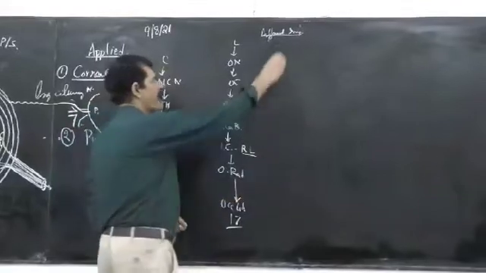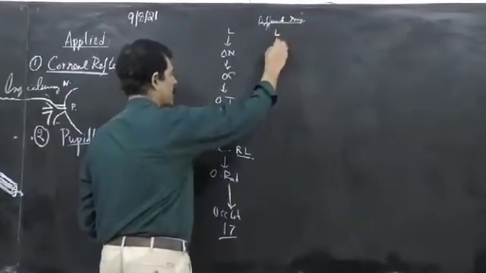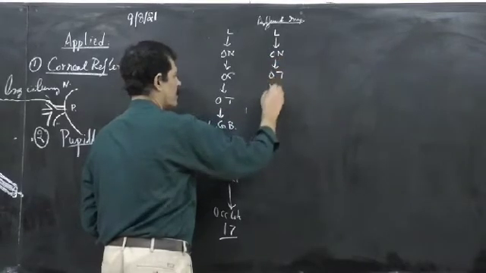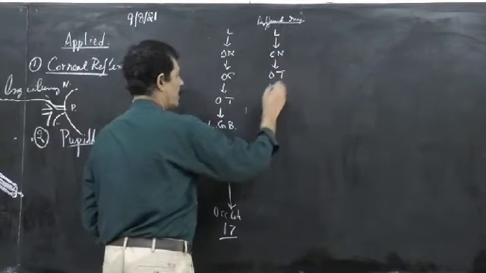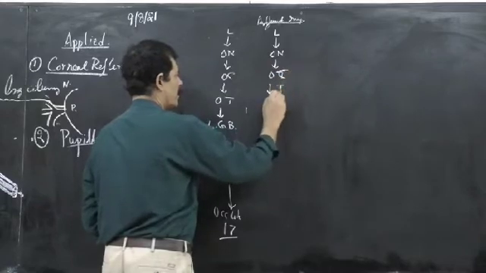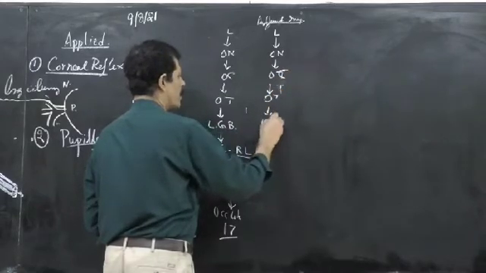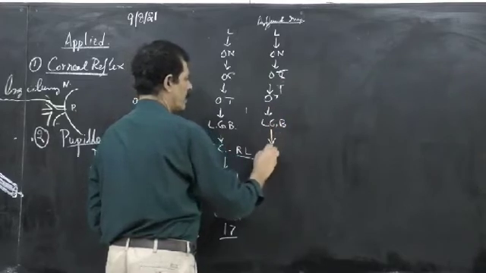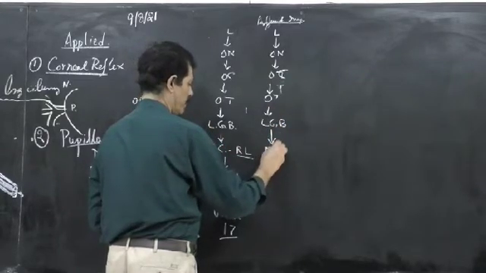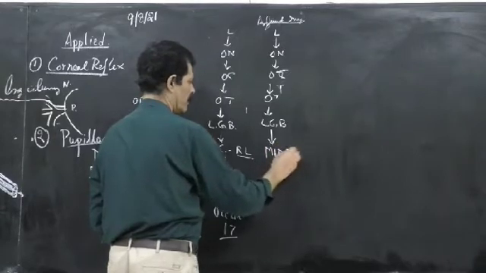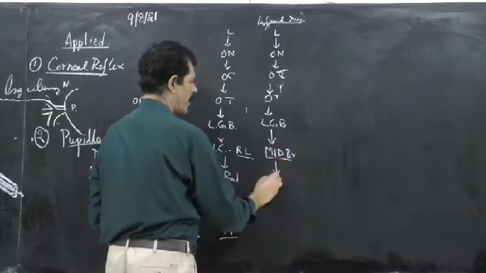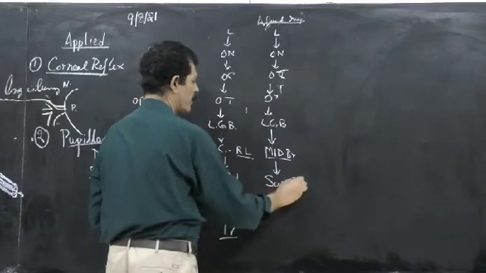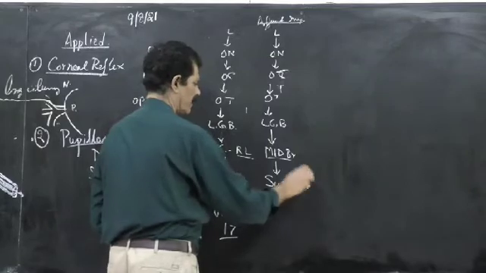Afferent impulse is the same from the lens to the optic nerve, optic tract, to the optic chiasma, then optic tract, and optic tract to the lateral geniculate body, and from the lateral geniculate body it goes to the midbrain. In the midbrain there is a tectum part, and there are corpora quadrigemina, superior colliculus and inferior.